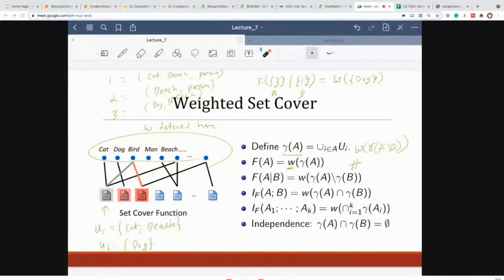Similarly, independence here is when gamma A and gamma B don't have anything in common. So again, I'll emphasize this fact, that A and B may be disjoint. Even if A and B are disjoint, there can still be some shared information between A and B, because we are not looking at the set of items anymore. We are looking at the concepts that these items represent, and we are looking at shared information in this concept space.